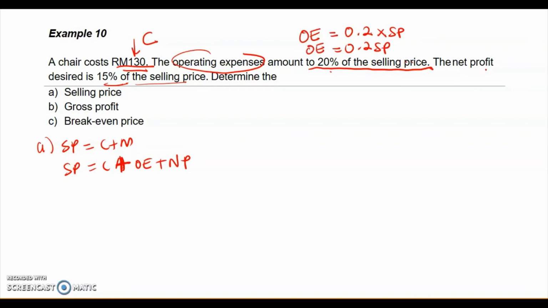And then the net profit is 15% of the selling price. So net profit is NP, 15% of the selling price. That means 0.15 multiplied with the selling price. So 0.15 times SP is 0.15 SP.